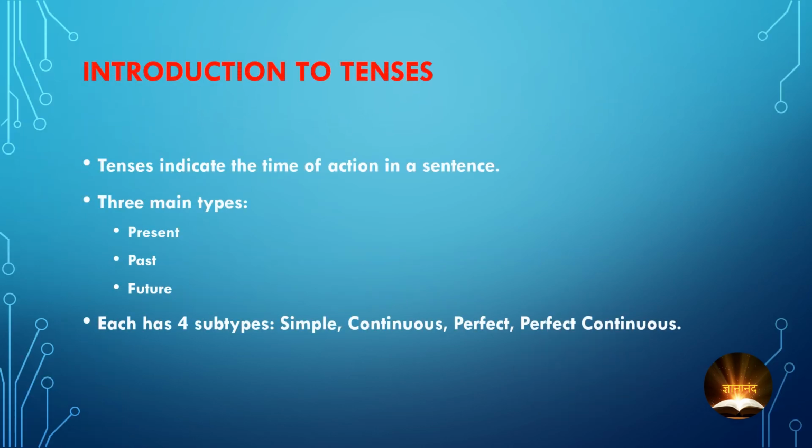Tenses help us understand when something happens. In English, we have three main tenses: the present, the past, and the future. Each of these has four forms: simple, continuous, perfect, and perfect continuous, giving us 12 tenses in total.